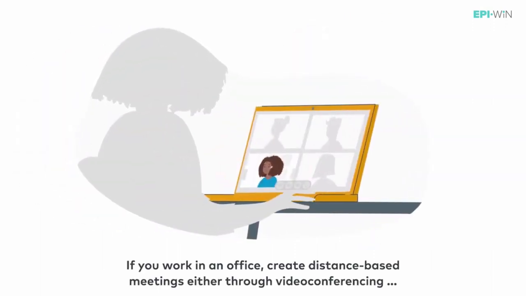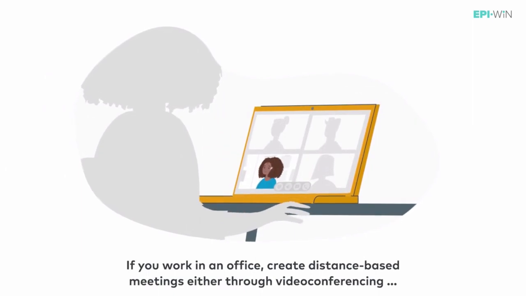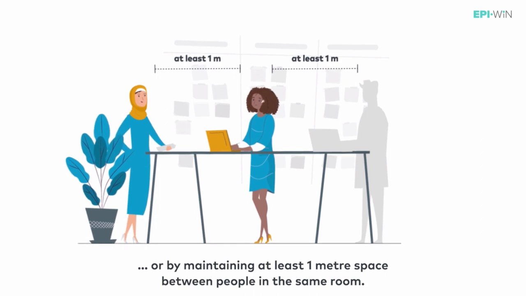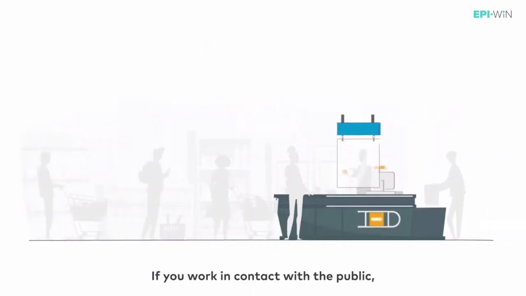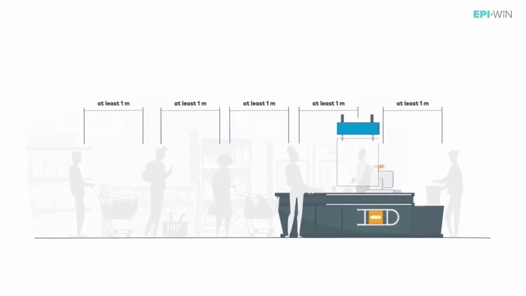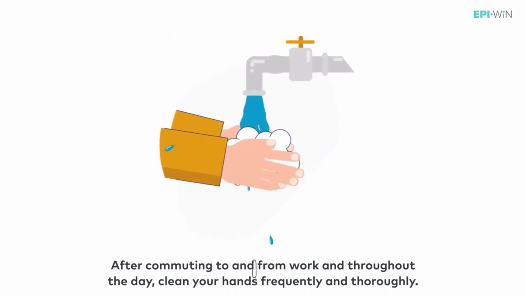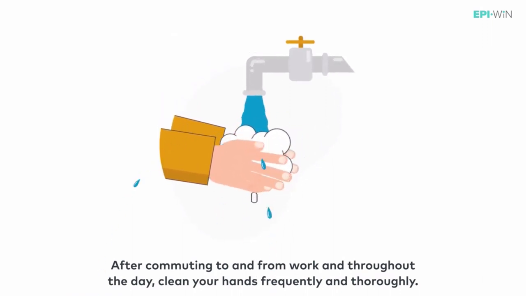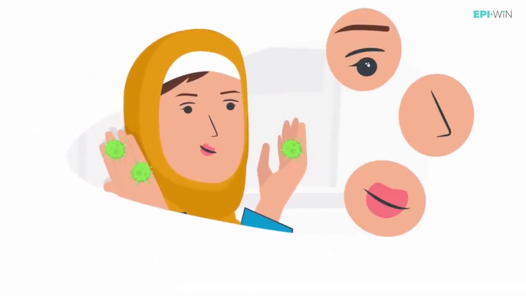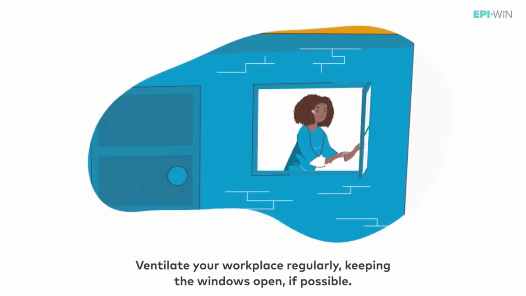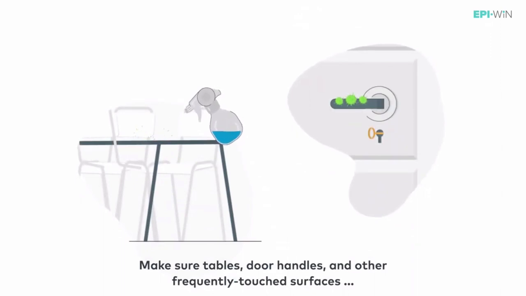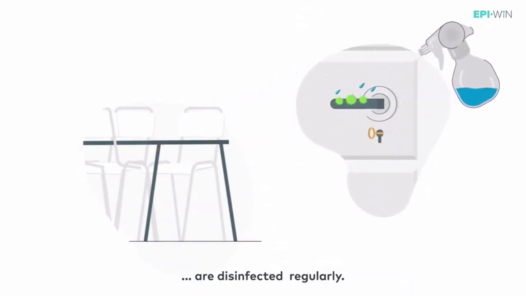If you work in an office, create distance-based meetings either through video conferencing or by maintaining at least 1 meter space between people in the same room. If you work in contact with the public, stay at least 1 meter away from others as much as you can. After commuting to and from work and throughout the day, clean your hands frequently and thoroughly. Avoid touching your eyes, mouth, and nose. Ventilate your workplace regularly, keeping the windows open if possible. Make sure tables, door handles, and other frequently touched surfaces are disinfected regularly.